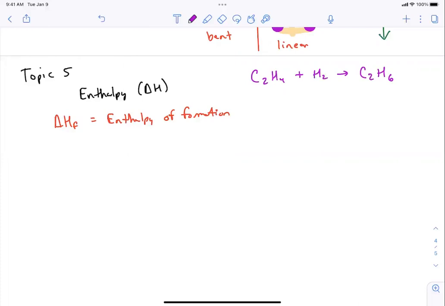Now, enthalpy of formation, you need to know, is elements forming the species. For example, the enthalpy of formation of C2H4 is 2C solid plus 2H2 gas yields C2H4. That's what the enthalpy of formation represents. That would be your delta H of that. We'll call that delta H A.